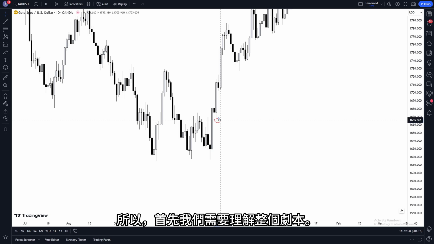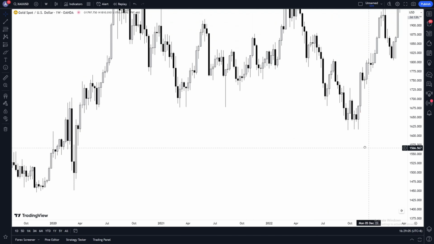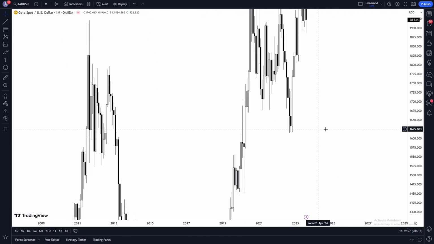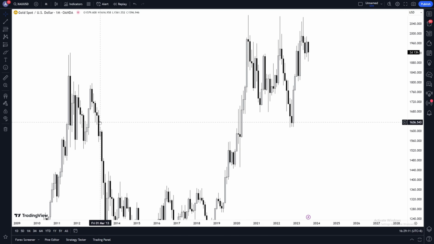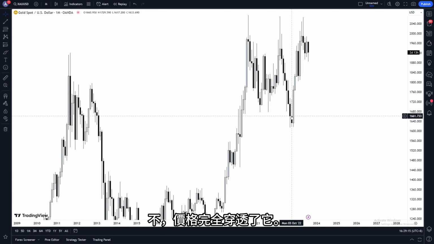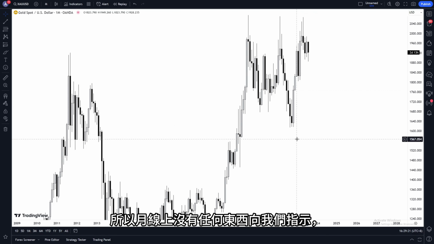Okay, so first we need to understand the whole storyline. So first we need to go to something like a higher time frame and see. First thing we go to is the monthly. We take a look. All right, so on the monthly itself, did it touch this bottom area? No. Was there anything on the left-hand side? Could it have been this area right here? No. Price has just completely blown through it. All right, fine. Was it this? Nope, too far down. So there's nothing on the monthly to indicate to us a monthly reject monthly, something like that. Nothing like that for us.